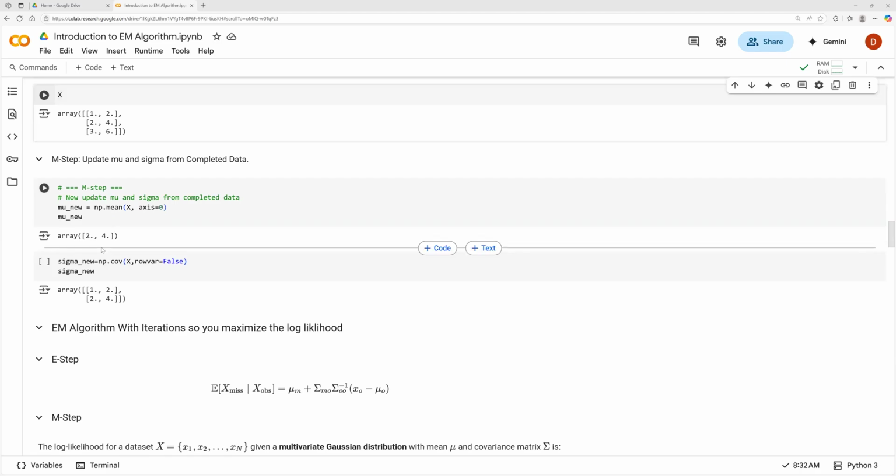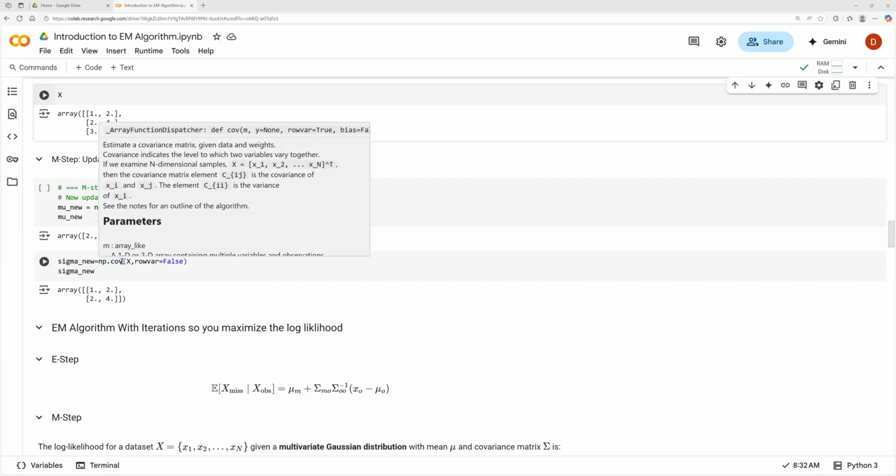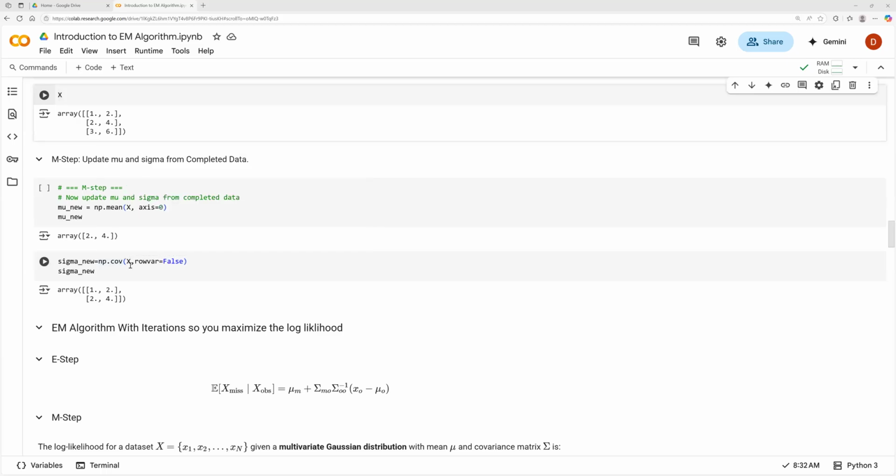Now we take the covariance of X, of the completed matrix. We always use rowvar equal to False. And we get 1, 2, 2, 4: 2 being the covariance, and 1 and 4 being the variances of their respective variables, X1 and X2.